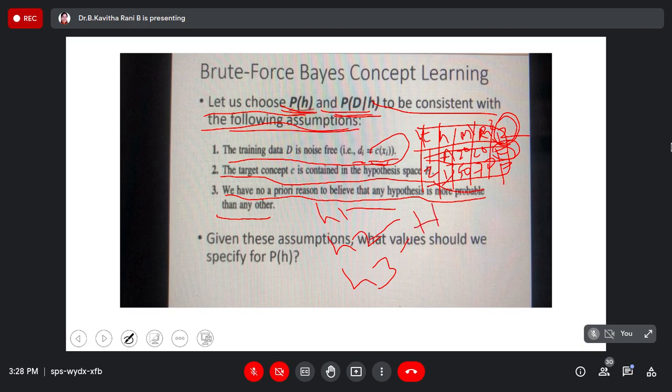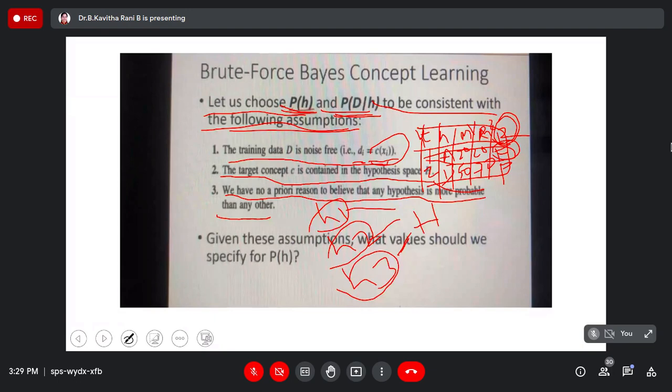Now you don't have any knowledge about which hypothesis is more likely or which hypothesis has higher probability. Okay, so you have different hypotheses, and you don't have any knowledge about this. Which hypothesis gives the correct, accurate result for our data, our data set, that prior knowledge you are not having.